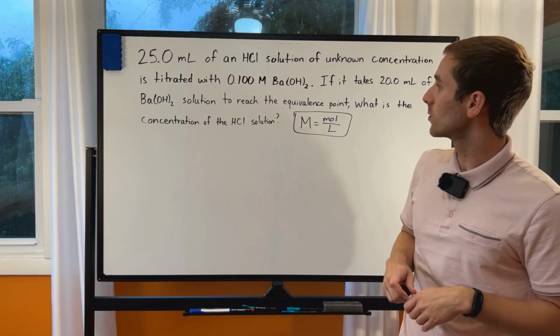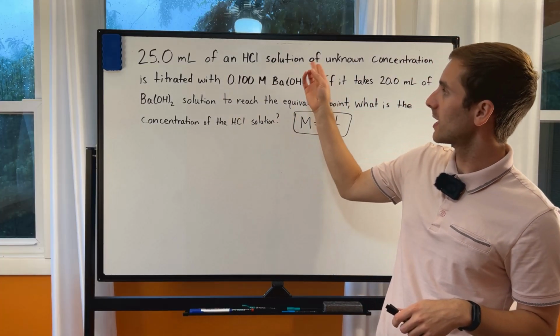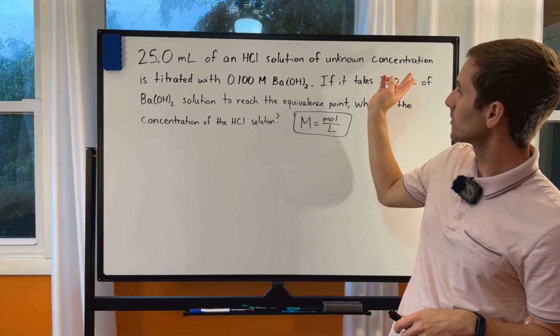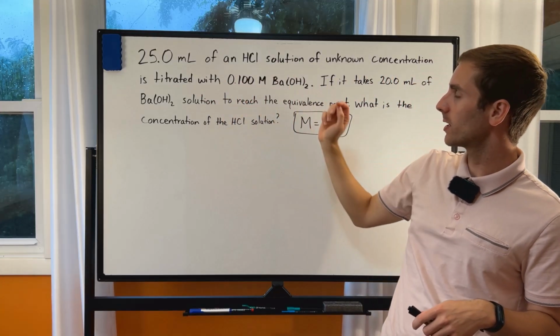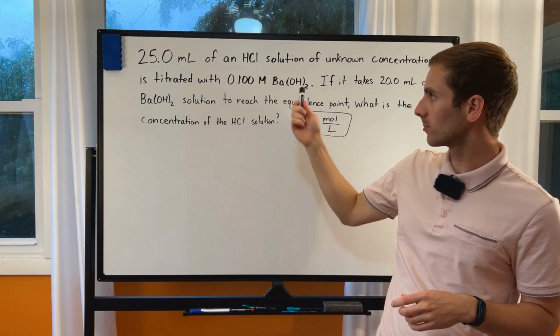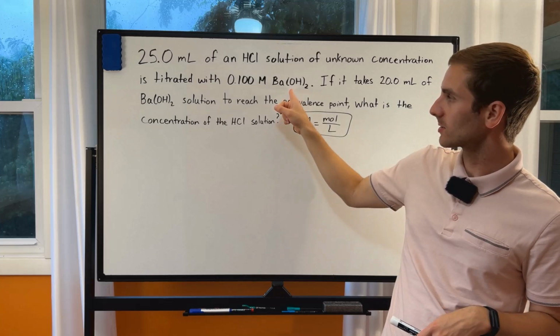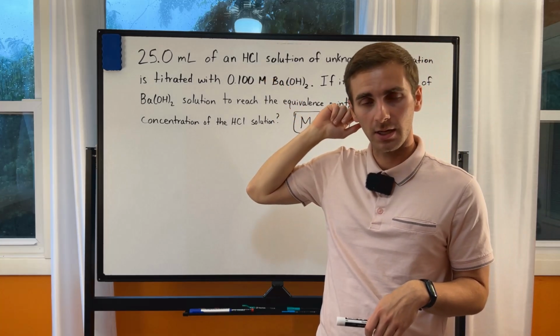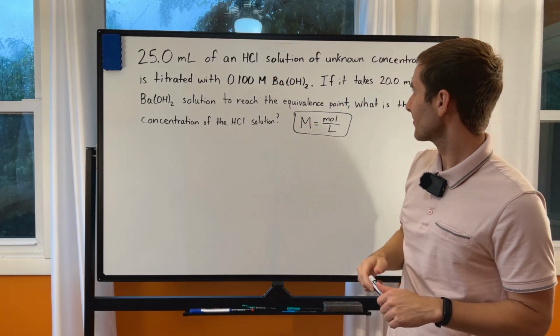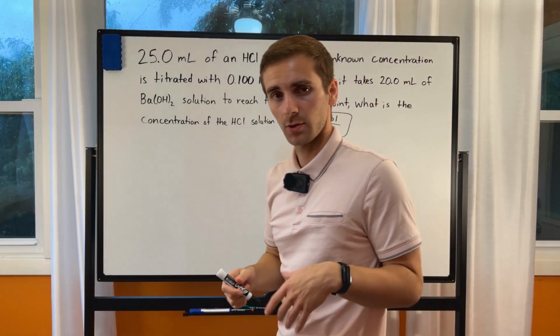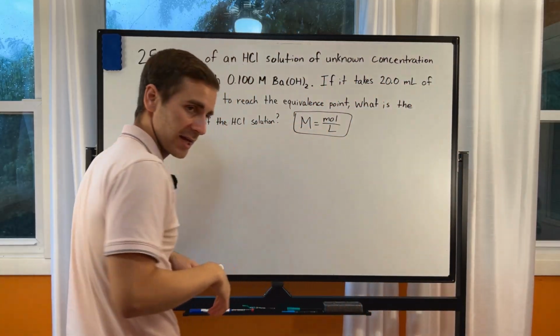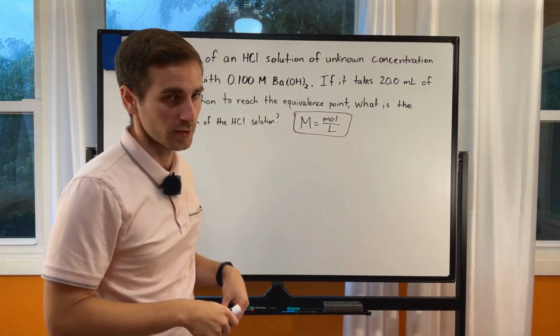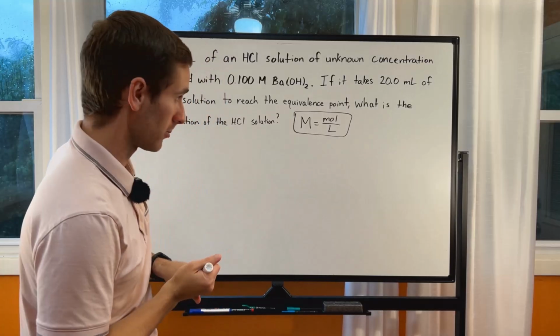Okay, so we have 25 milliliters of an HCl solution of unknown concentration, and it's titrated with 0.1 molar barium hydroxide. So that's our titrant. The HCl is our analyte. So let's first write out the chemical reaction that's occurring, as we would do first in any stoichiometry problem.